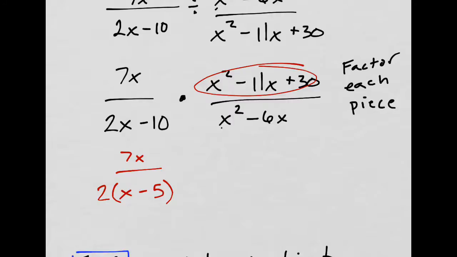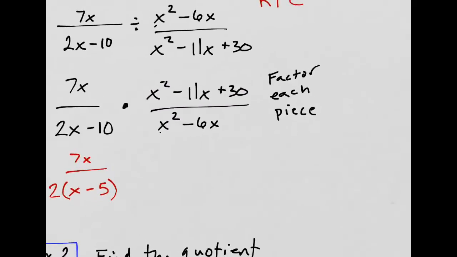Do the x factoring or big X on that one. 30 and negative 11. So many people forget that negative. Negative 5 and negative 6. This is a 30, not a 36. Does that work? Negative times a negative is a positive. Add it together. Yes, that works.